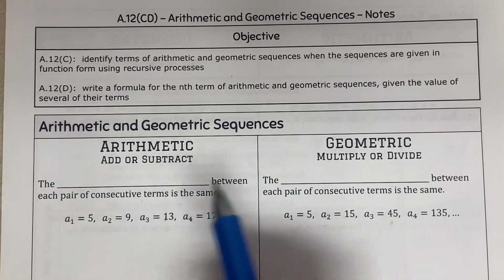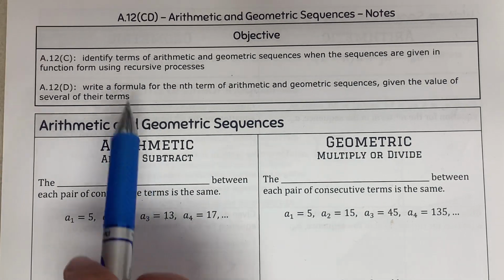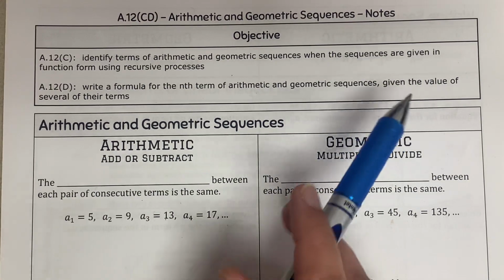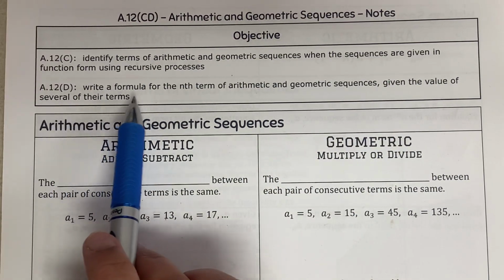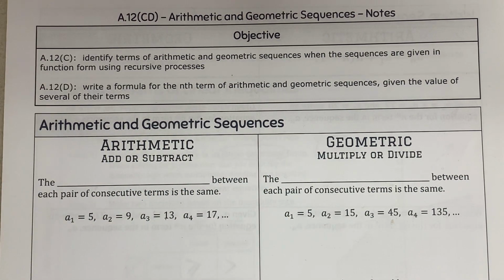Now, you have two different types of sequences. Before we do that, the second thing that you do is write the formula for the nth term of arithmetic and geometric sequence given the value of several of their terms. So we would be able to write the formula. You've not been asked to write the formula that much because it could be given to you, but our job is to figure out an equation or a function that goes with it, which is pretty easy because you're basically adding, subtracting, multiplying, or dividing. You just have to look at your numbers carefully.